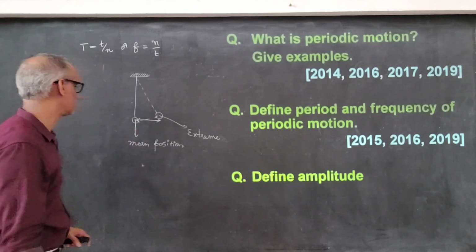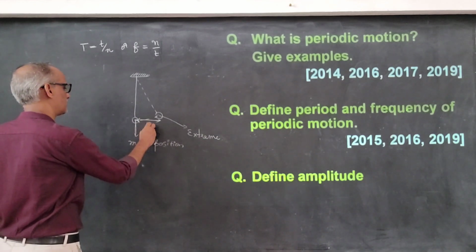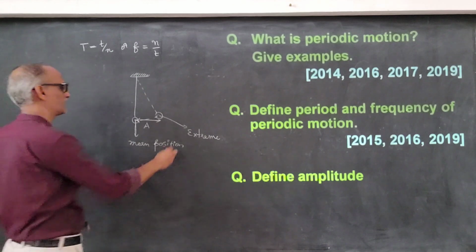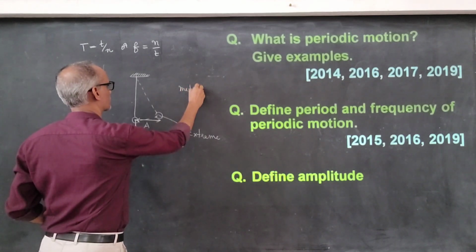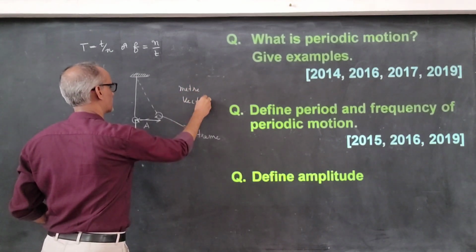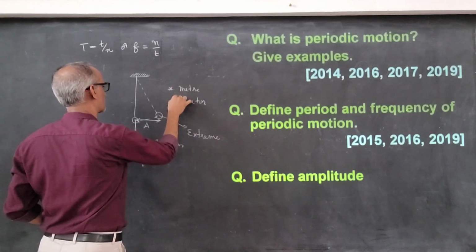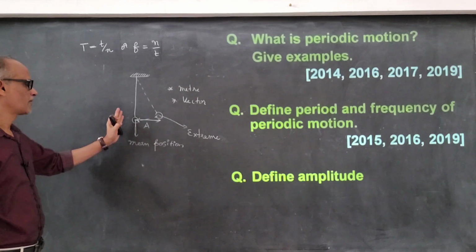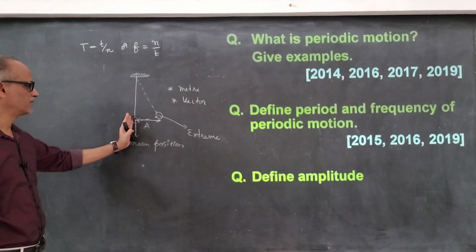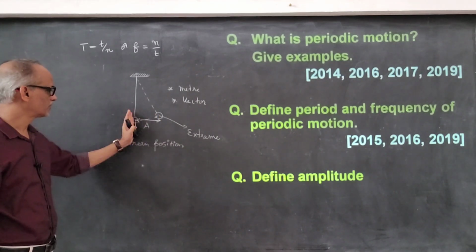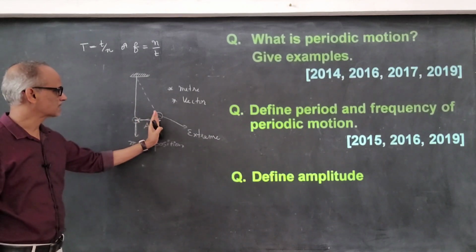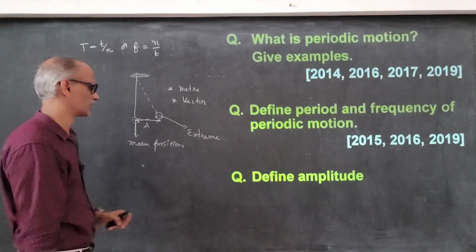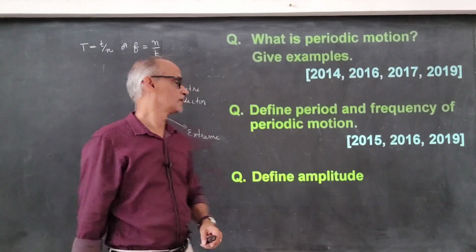A very important term. It is denoted by capital A, its SI unit is the meter, and it is a vector quantity. So, how do you define amplitude? What is amplitude? Maximum displacement from the mean position. From here, how much maximum it goes from the mean position, that is called the amplitude.